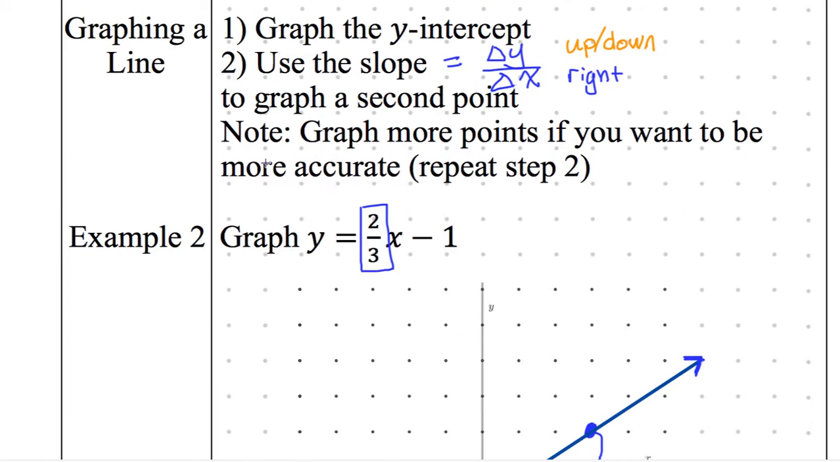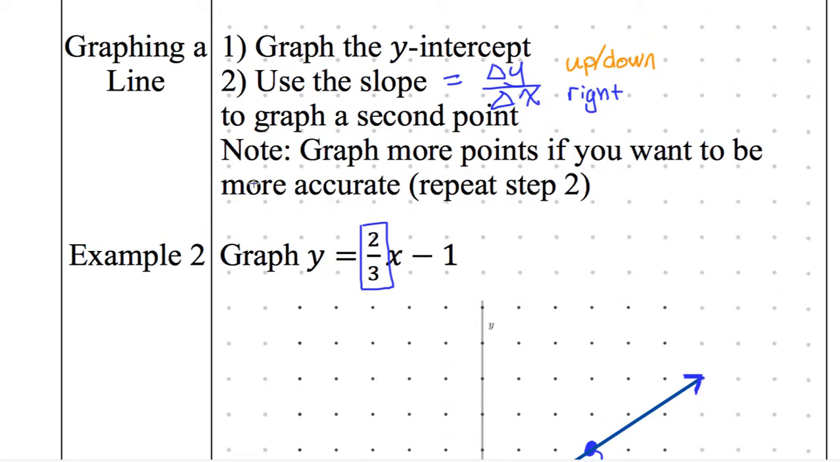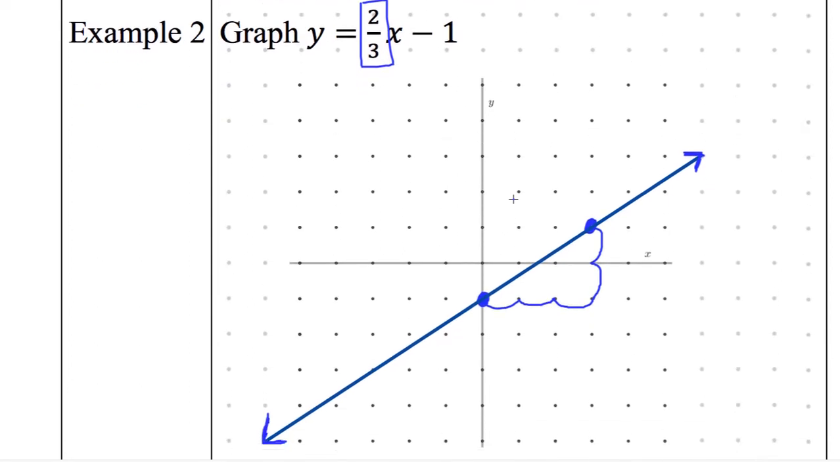This is something that I haven't done before, but I've noticed that in the years past, some people didn't have quite accurate graphs. If you want to be more accurate, repeat step 2 over and over again. For example, from this point, I went 3 right and 2 up. That means if I go from this point, if I go 3 right, 1, 2, 3, and 2 up, 1, 2, it should go through this point. I can do this multiple times to have more than 2 points. You only need 2, but if you want to be more accurate, you can have more points.